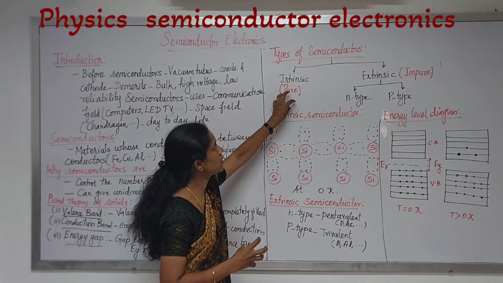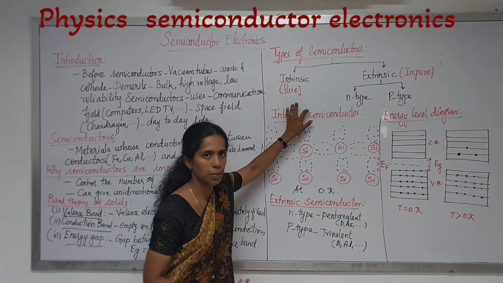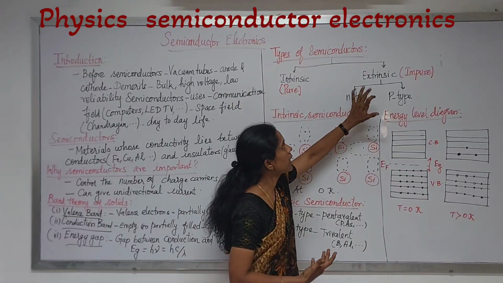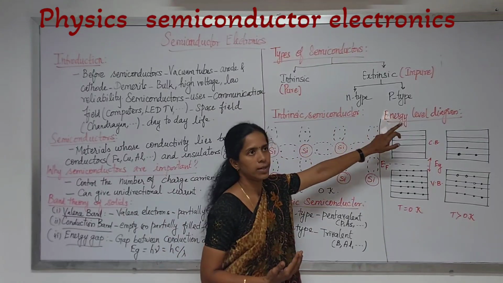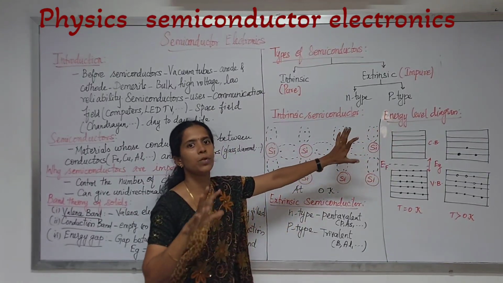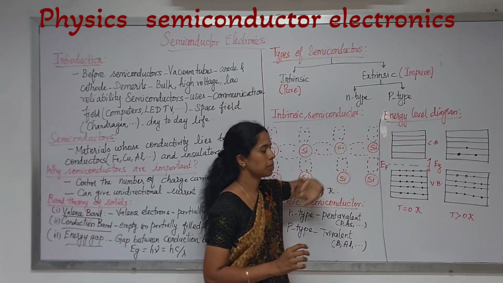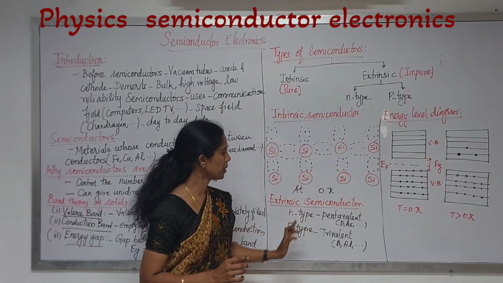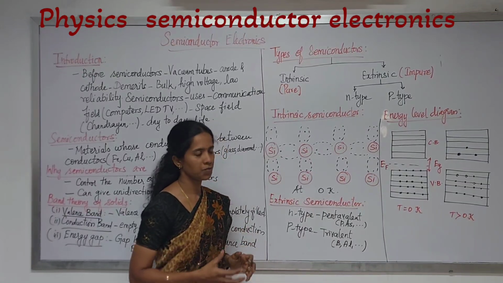Whereas if we take intrinsic, it is the purest form. There is no addition of extra, third elements to that. In the extrinsic, we again classify into two different types depending upon which element we are going to add. So it is N type and P type, depending upon which type of valence element we are adding.